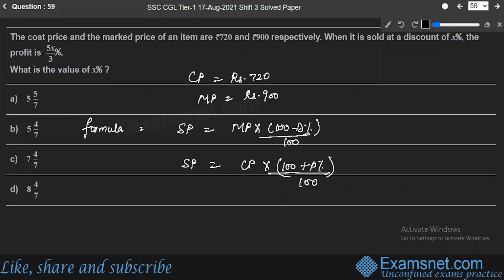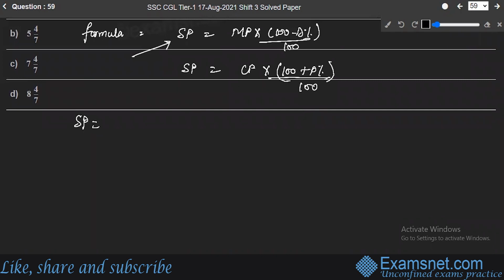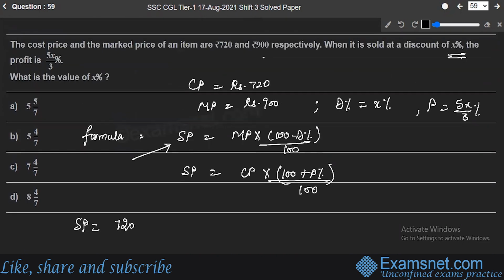The cost price and the marked price are these. It's sold at a discount of X%. So what is the discount percent? X%. And what is the profit? It's 5x upon 3%. Now, according to the question, selling price, I'm talking about from the discount point of view. So selling price is equal to marked price, which was 900.